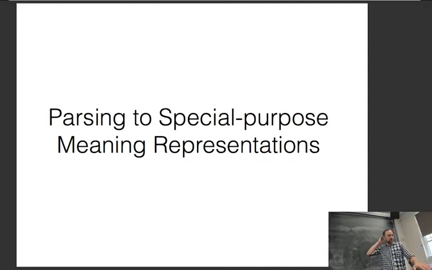So first I'll talk about special purpose meaning representations, and there's lots of examples of these. Are there any questions so far or comments? Okay.